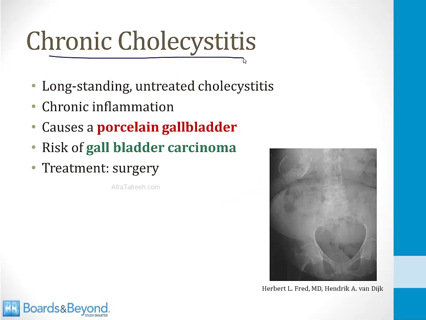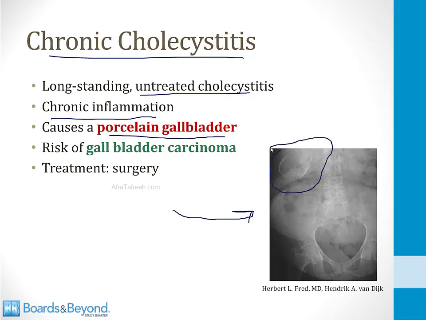Chronic cholecystitis is a rare condition that results from long-standing untreated cholecystitis. There is chronic inflammation in the gallbladder wall. This results in calcium deposition and causes a characteristic finding on X-ray called a porcelain gallbladder. If you look at this X-ray on the bottom right side of the screen here, you can see the gallbladder in the top left corner. It has white in the walls, and that white is calcium deposition. That is a porcelain gallbladder that results from chronic cholecystitis.